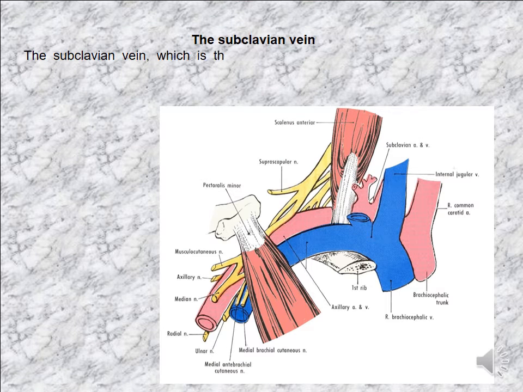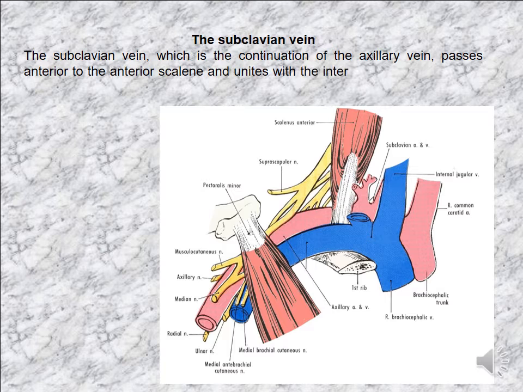Now, the venous drainage of the neck. We start with the subclavian vein. The subclavian vein, which is the continuation of the axillary vein, passes anterior to the anterior scalene muscle and unites with the internal jugular vein to form the brachiocephalic vein.